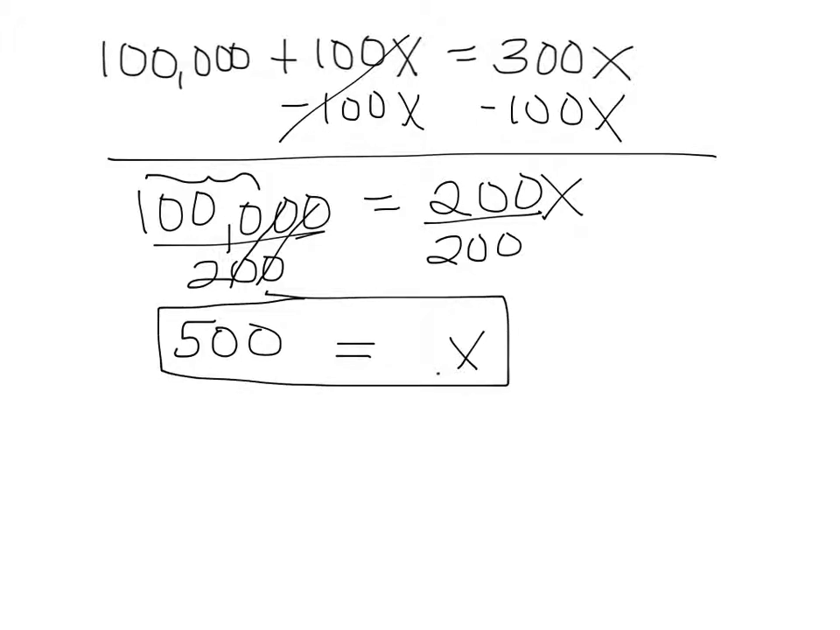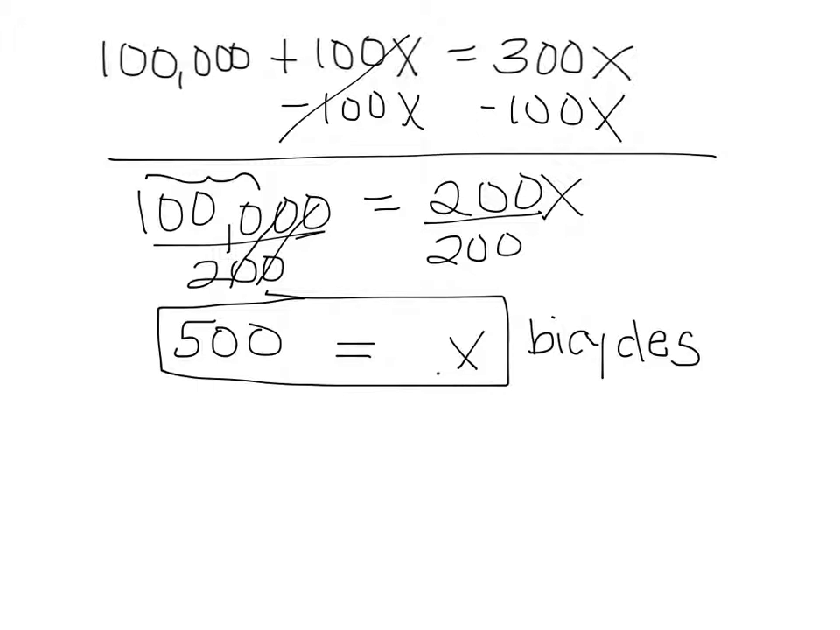500 what? Dollars, bikes, what are we talking about? Well, remember that in the beginning, x represented the number of bicycles we're going to produce. So this means that there's 500 bicycles produced and sold.